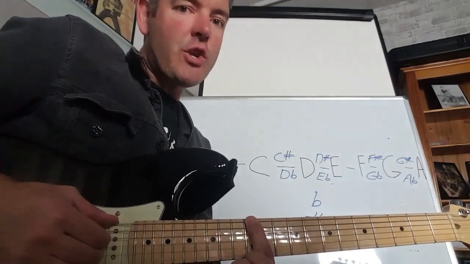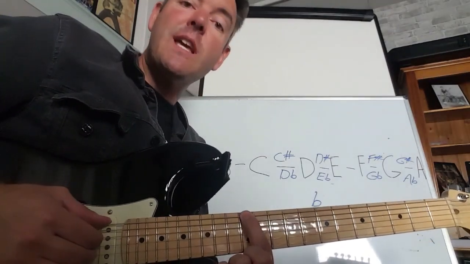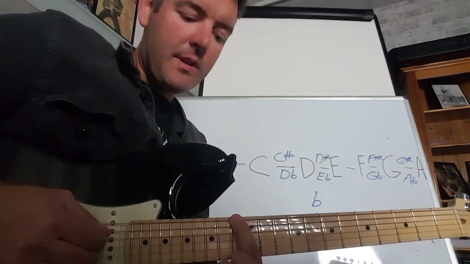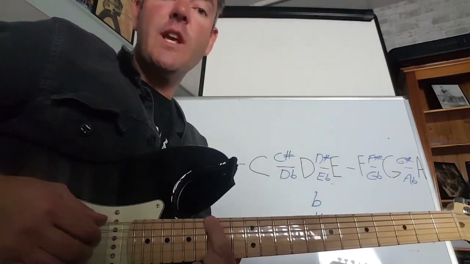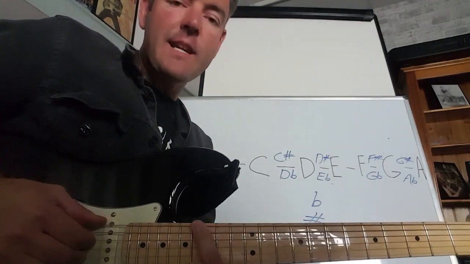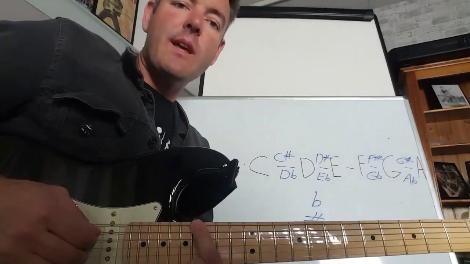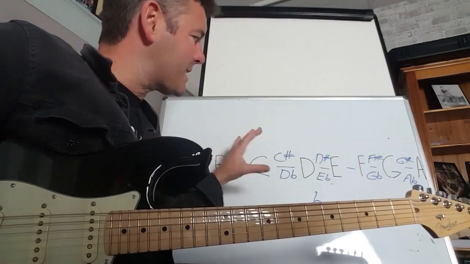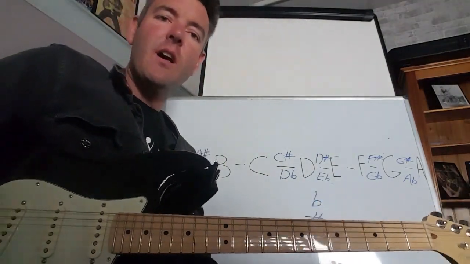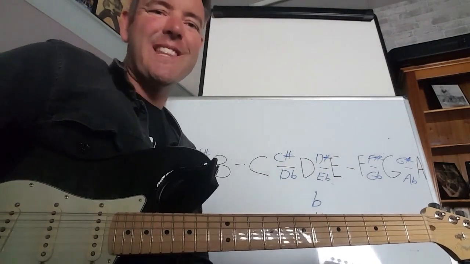Then there's no E sharp or F flat, so the next fret after E is going to be F. The next one is F sharp or G flat. The next one is G. Next fret is G sharp or A flat. And then I'm back to A where I started. So you can see how this relates to the fingerboard of the guitar. That'll help you get used to using it and thinking this way.